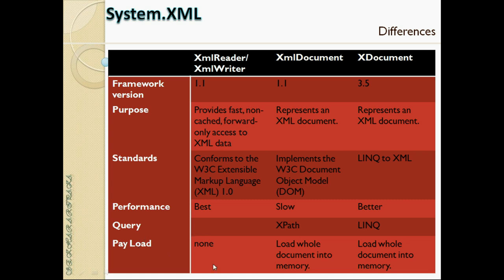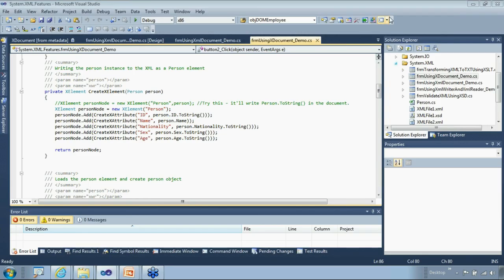And the payload: XmlReader doesn't cache anything, so it's non-cached, forward-only data access. You can't use XmlReader to maintain live updates to the respective file. In this case, the payload with respect to XmlReader and writer is none, because it's not going to cache the data in memory. Whereas XmlDocument and XDocument both will load the whole document into memory. So that's going to be the payload.